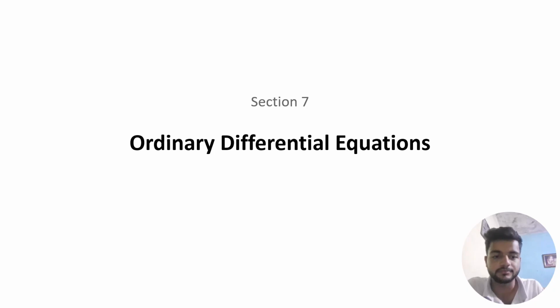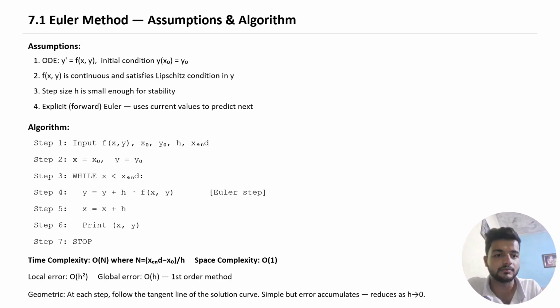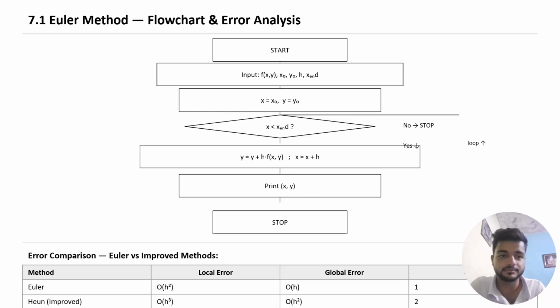Question number 7, ordinary differential equations. Euler's method, assumptions and algorithms. Algorithm will take input, will assign x and y, while the condition x is less than xend. We'll do Euler's method: y equals y plus h times f, x equals x plus h, print x and y, stop. Time complexity of this algorithm is big O of n.